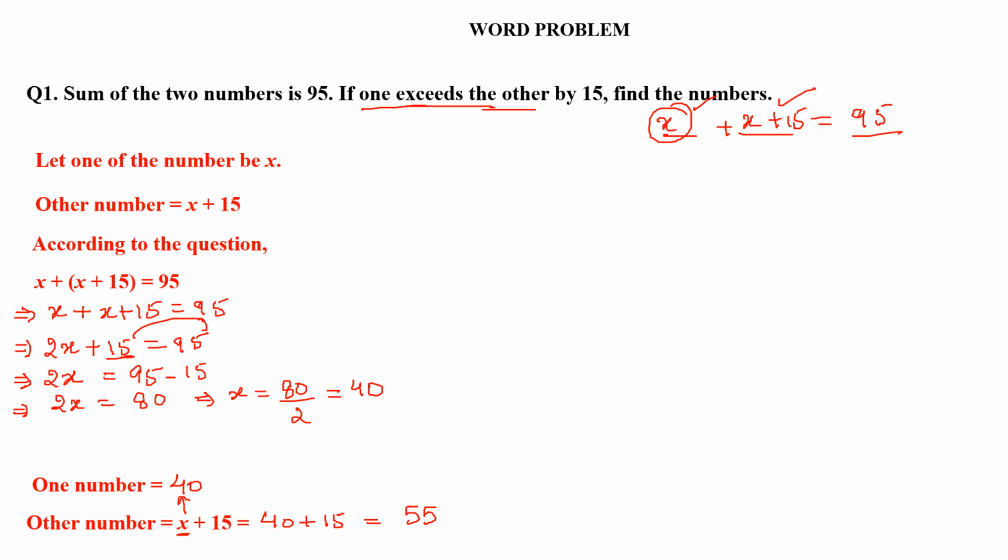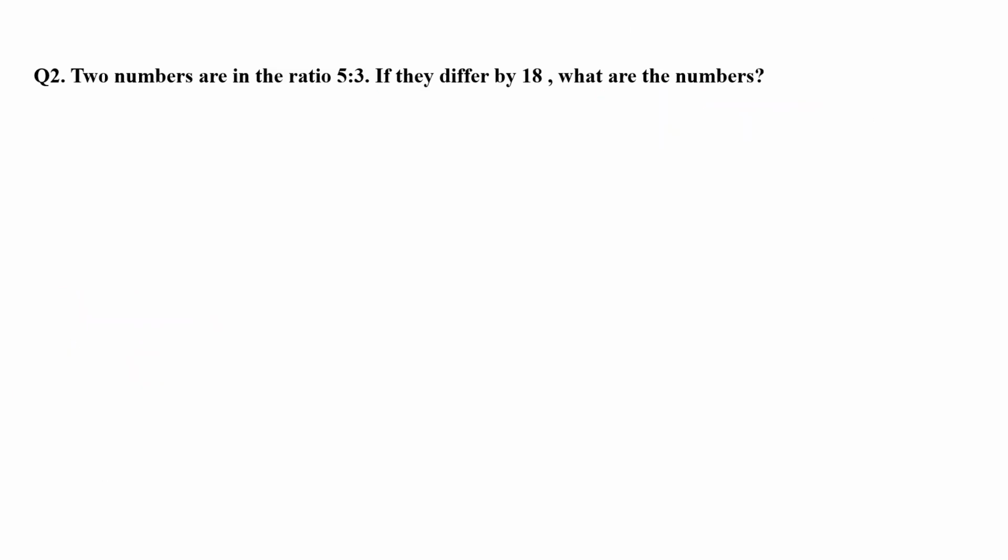Now moving to question number 2. Question number 2. Two numbers are in the ratio 5 is to 3. If they differ by 18, what are the numbers? So the first statement says there are two numbers. If you find the ratio of the two numbers, you will get 5 is to 3. Second, it says if they differ by 18, which means the difference of those two numbers is 18 and you have to find those numbers.